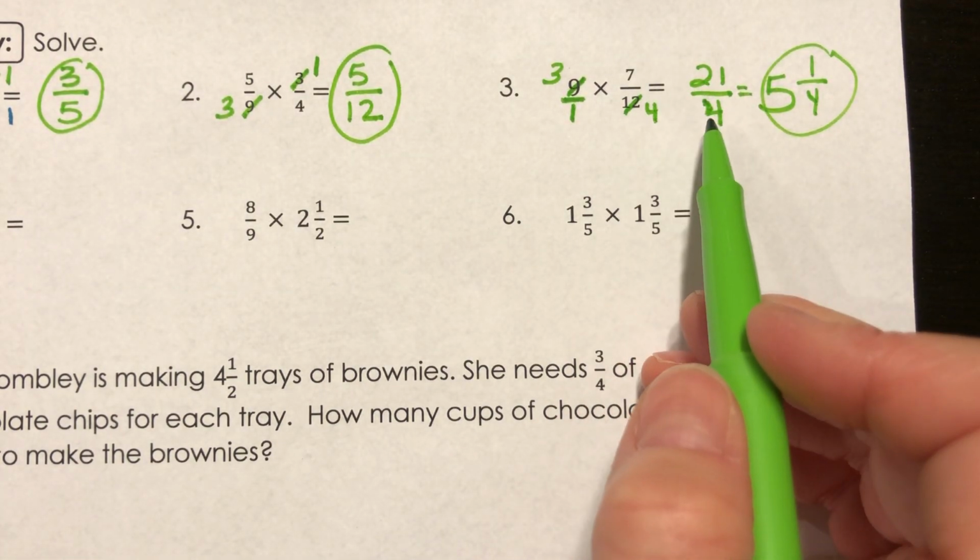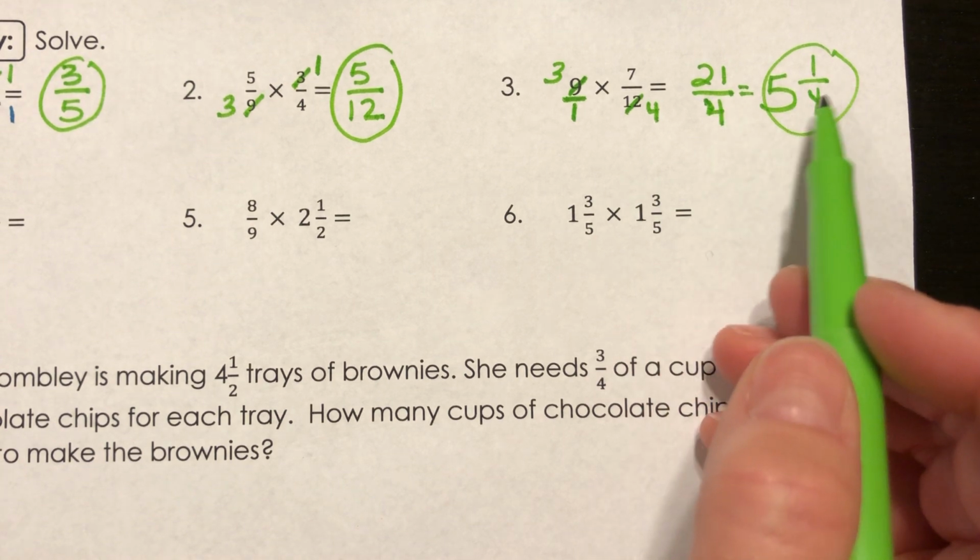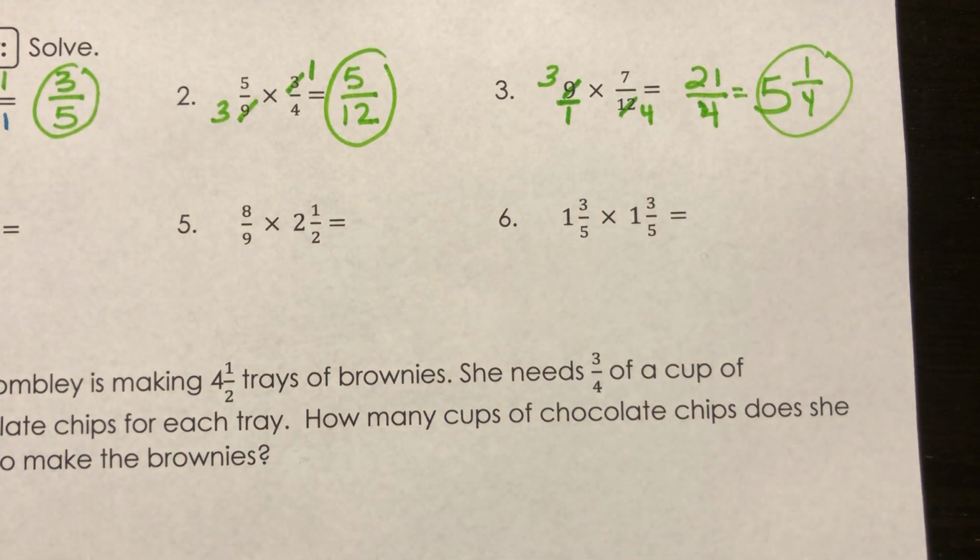If you started off and you had 63/12, then that's okay. You'll arrive at 5 and 1/4. You'll just have some simplifying to do.